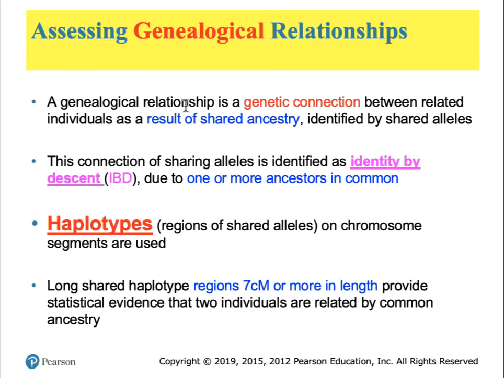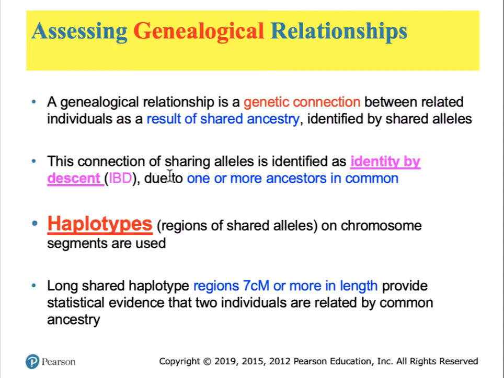So a genealogical relationship is a genetic connection between related individuals as a result of shared ancestry. So the descendants of individuals produced through sexual reproduction will inherit, in most cases, the same alleles that were present in the parents, as we saw earlier. There is a caveat to this technology in that in order to establish identity by descent, a decent number of haplotypes have to be analyzed.